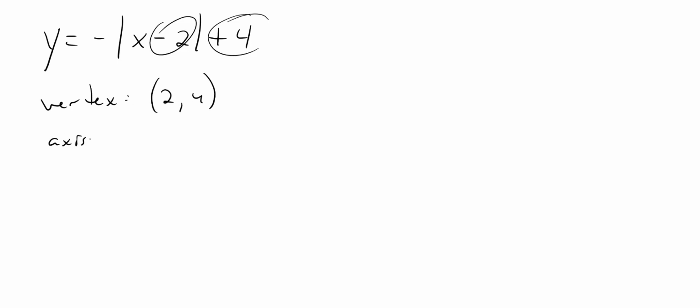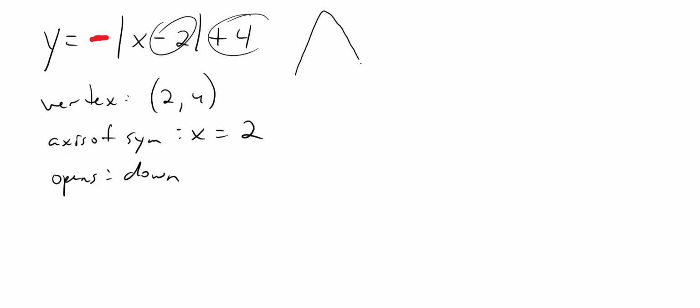Axis of symmetry is going to be, don't forget, x equals. So x equals 2, pretty easy. Okay, there's a negative here, so I'm going to highlight this negative, right? So there's a negative there, so that is going to be opening down. So opens down, and because it opens down, think logically, it's going to look like this. That means the vertex is going to be a maximum value.